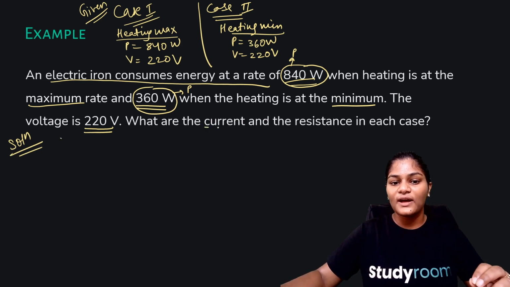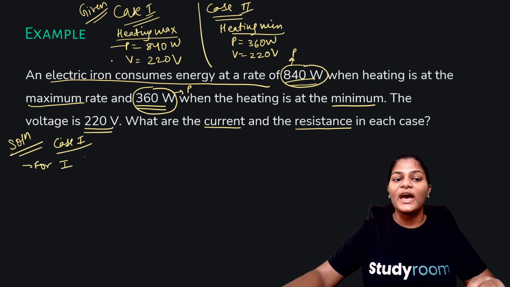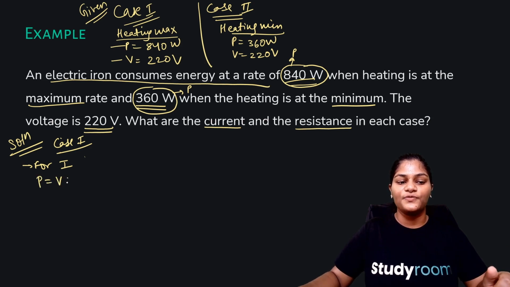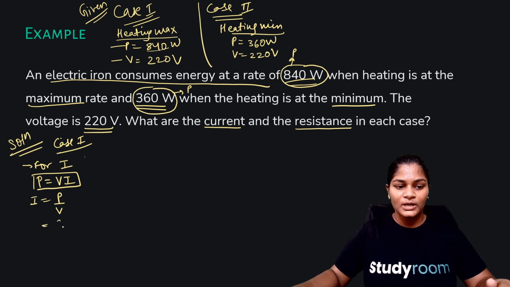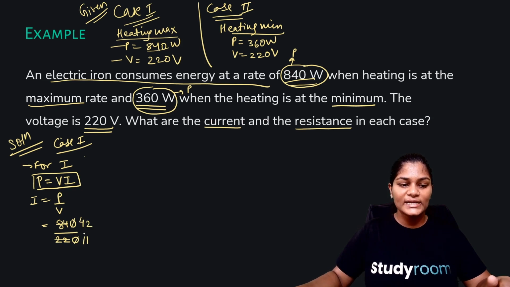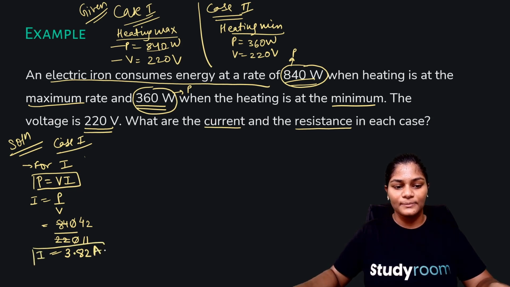For case 1, what do we have to find? We have to find the current and resistance in each case. So we are solving case 1 for current. What do we have? We have P and we have V. So is there any way I can find I? Yes, I told you there is a very important formula: P is equal to VI. From this formula I have I is equal to P upon V. What is P here in case 1? It is 840, and what is voltage? It is 220. So the zeros get cancelled. If I am cancelling by 2, 11 and 42. So what is 42 divided by 11? When you do this division, it comes out to be 3.82 amperes. So this is your current for case 1.